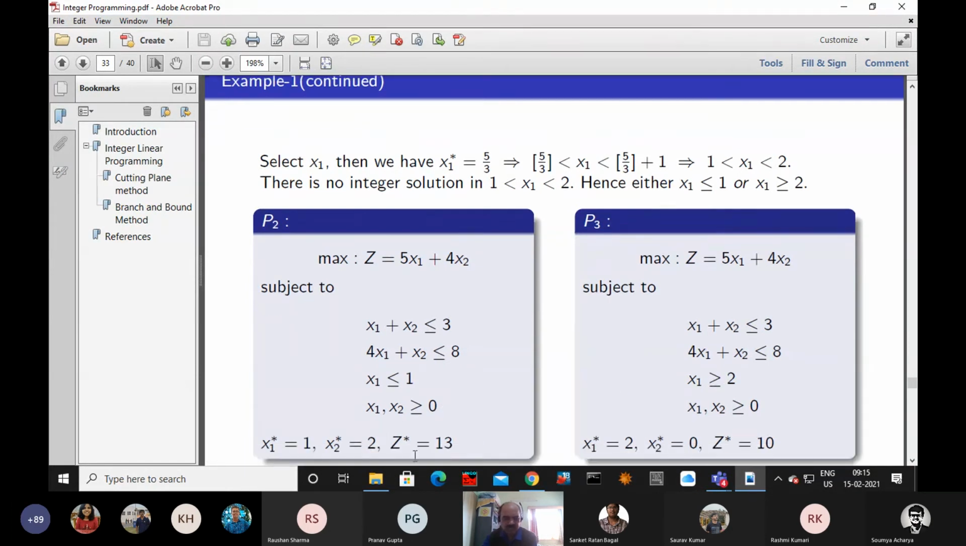If you solve this problem, what is the solution? The solution is x1 equal to 1, x2 equal to 2, z equal to 13. Once you get an integer solution, you stop. P3 also will be solved.